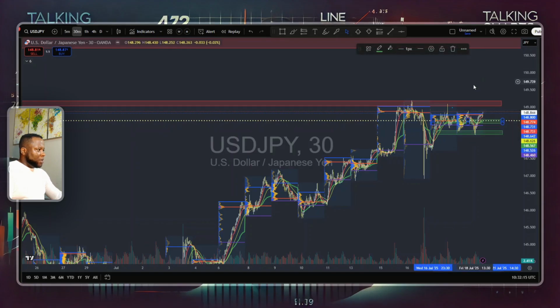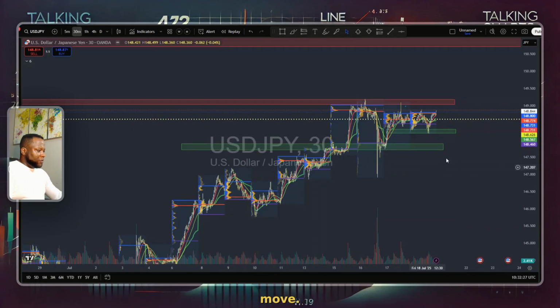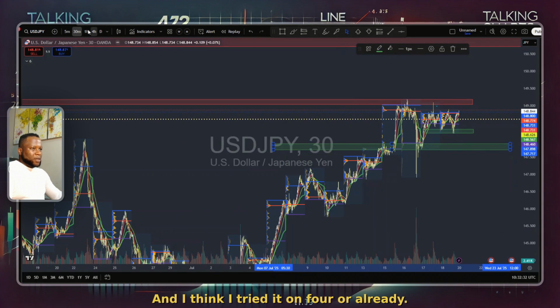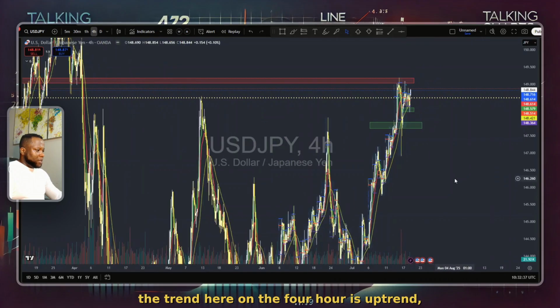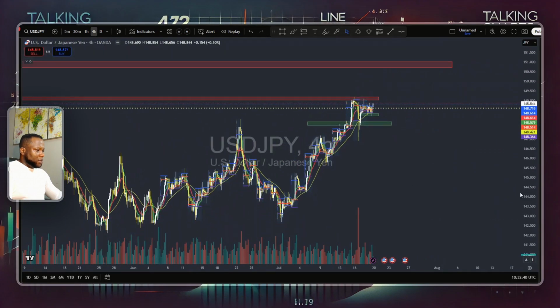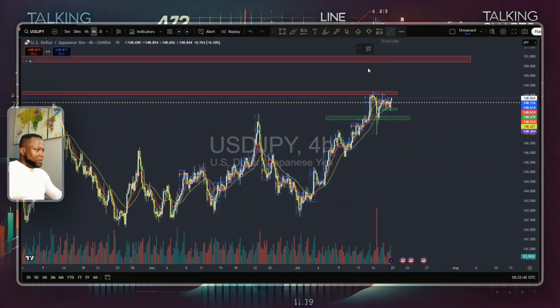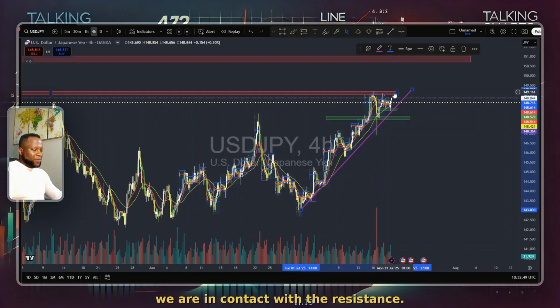Buy zones would be in this area, at 147.84. To take it from there. So a good retracement is needed for this pair to move. If we cannot retrace, then we're going nowhere. Okay. And I think I tried it on the 4-hour already. Do we break the trend here on the 4-hour? It's an up trend, give or take, in contact with support. And now we are in contact with the resistance.